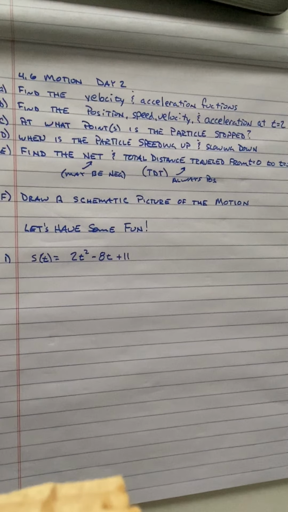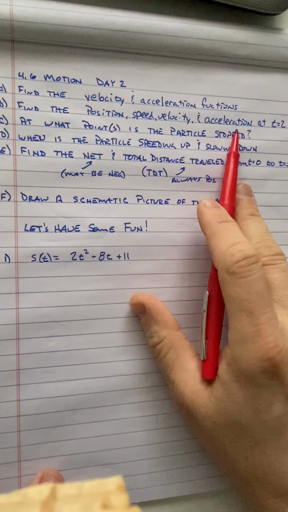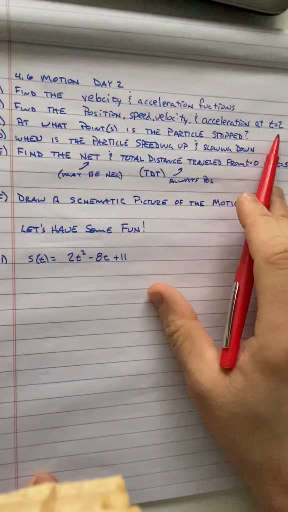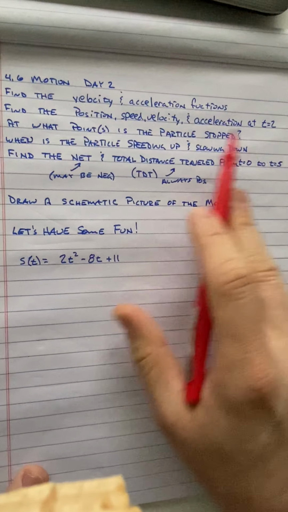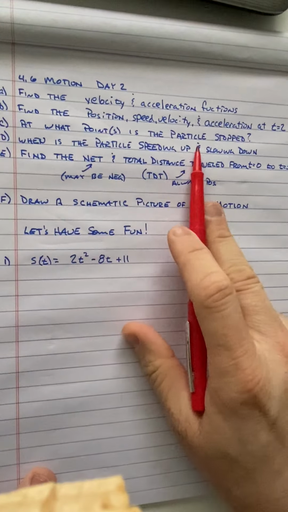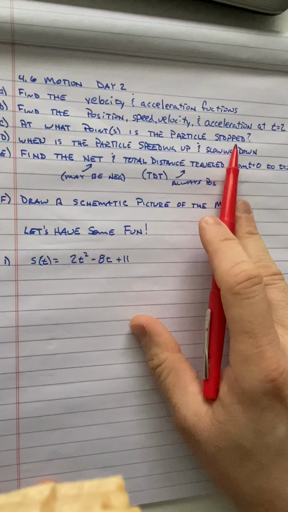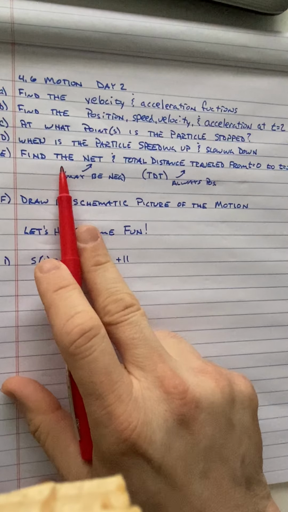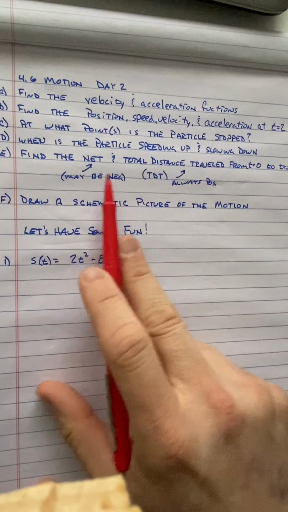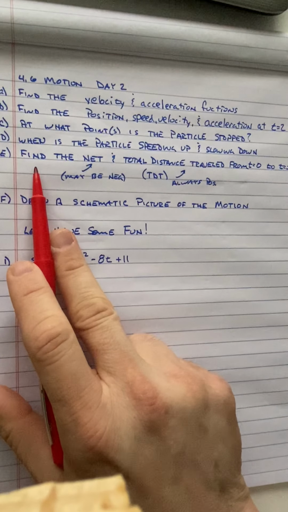This is day 2 of 4.6 motion. We're going to answer a bunch of questions about a polynomial. We're going to find the velocity and acceleration functions, and the position, speed, velocity, and acceleration at a specific spot where t equals 2. At what point is the particle stopped? When's the particle speeding up and slowing down, just like we did with the graphs?